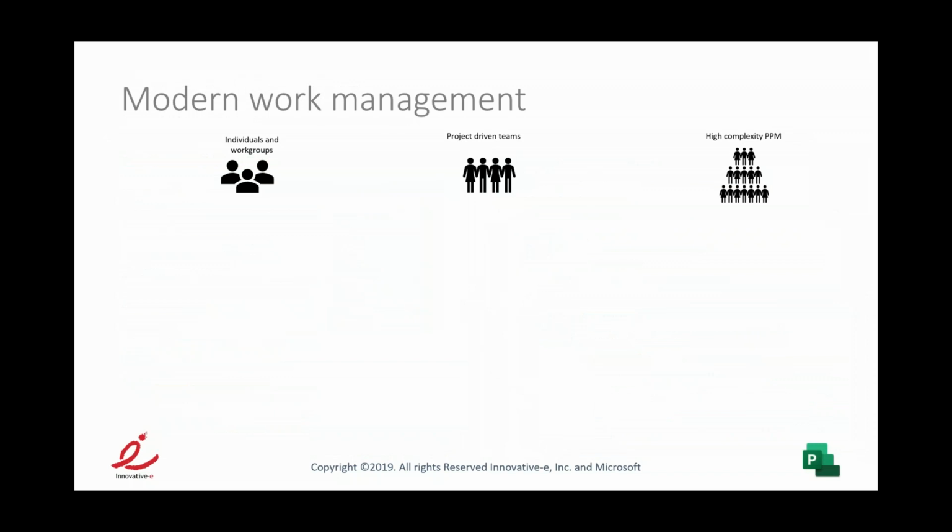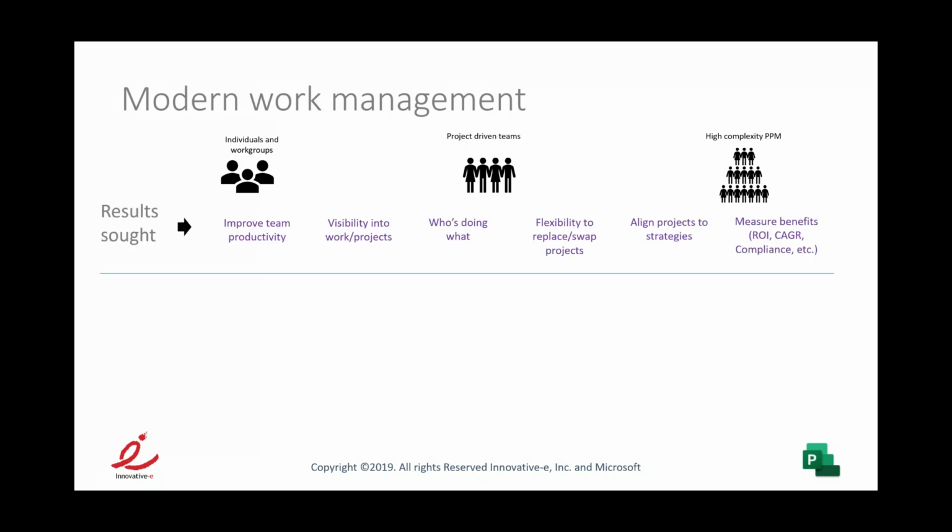And so if you look at modern work management, as we're calling it, in organizations that are doing things towards certain goals, you have individuals and work groups on the low end of that, who are basically self-organizing, trying to get things done. And then you go up to project-driven teams and then high complexity PPM. And so as you move up that scale, you need different things.